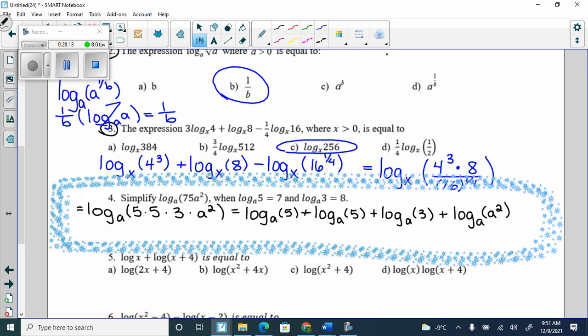Now we know log base a of 5 is just equal to 7. So I can go 7 plus log base a of 3 is 8. And then what's log base a of a to the 2? 2. When your base and what's beside are the same, your answer is the exponent. If you don't remember that, you drop the 2 in front. It's 2 times 1, which is still 2. And so I get 24.